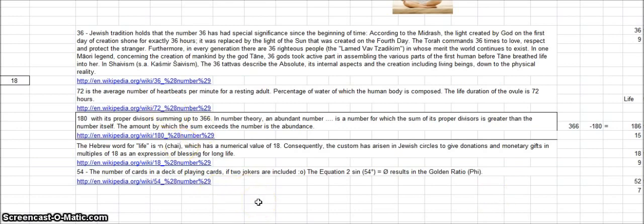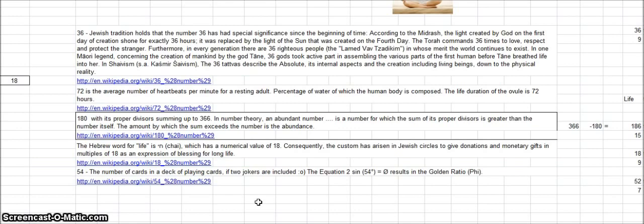The Hebrew word for life is chai. I'm not sure if I'm saying that right, which is the numerical value of 18. Now, 18 was also one of the numbers in here. And so it's customary in Jewish circles to give donations in multiples of 18 as an expression of blessing for life. Well, that's kind of a neat little thing, and I'm real partial to 18 myself.